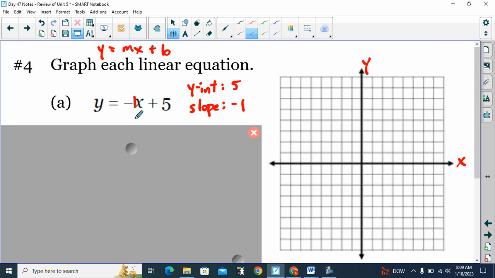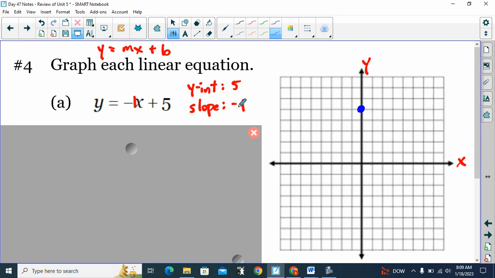We always graph the y-intercept first. Always graph your y-intercept first. So our y-intercept is 5, so we need to cross the y-axis at 5. 1, 2, 3, 4, 5. There's my y-intercept right here. And then I can graph my slope.